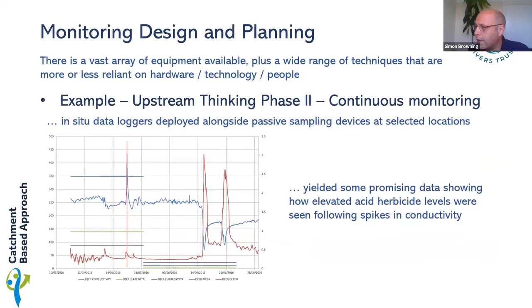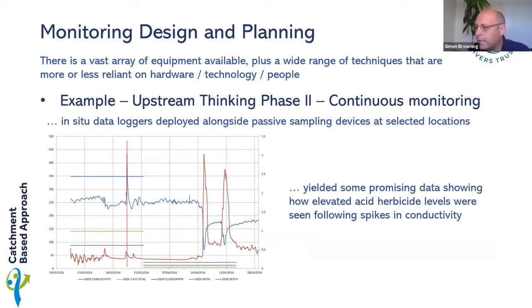So what we use the temperature and conductivity loggers for, you can see on the graph on the left, is to record data of what was happening in that 2 weeks. And this was quite a nice example. You can see on the left-hand side, the first 2 week deployment, and the purple, green and blue lines are the levels of 2,4-D, fluroxypyr and MCPA. So quite high, and in the second period they're much lower.